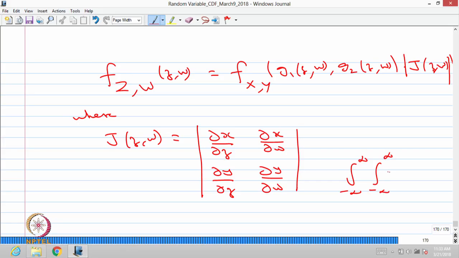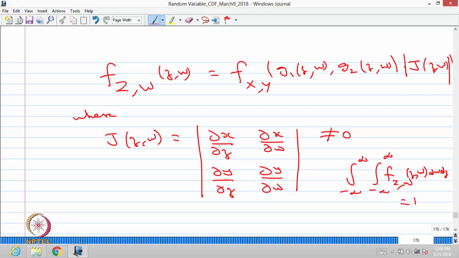That means the joint probability density function of z comma w, integrated from minus infinity to infinity, has to be 1. So, this is going to be 1 whenever you multiply by the absolute of the Jacobian. Therefore, the absolute of the Jacobian is nothing but the normalizing constant.